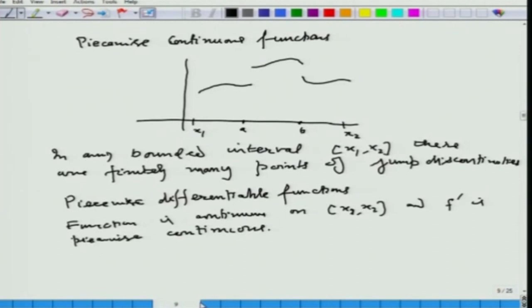Similarly, a piecewise continuous function can look like this, for example, in this case, there are two points of discontinuity, and here the left limit at this point A of the function will exist. Similarly, the right limit when you approach this point from the right will exist, and this will be the value of the function at that point from the right. Similarly, here the left limit will be this and the right limit will be this, and so there is a gap here, and that is the jump of the discontinuity at the points of discontinuity.